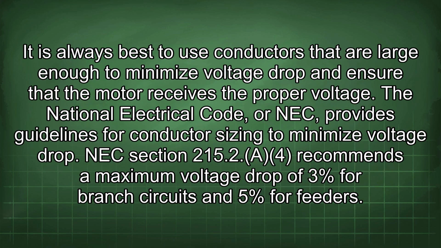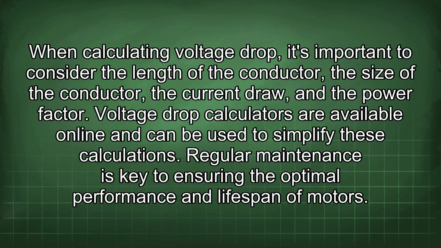It is always best to use conductors that are large enough to minimize voltage drop and ensure that the motor receives the proper voltage. The National Electrical Code, or NEC, provides guidelines for conductor sizing to minimize voltage drop. NEC Section 215.2 recommends a maximum voltage drop of 3% for branch circuits and 5% for feeders. When calculating voltage drop, it's important to consider the length of the conductor, the size of the conductor, the current draw, and the power factor. Voltage drop calculators are available online and can be used to simplify these calculations.